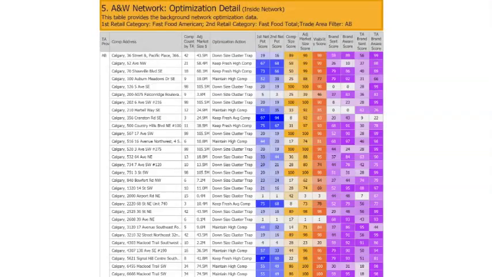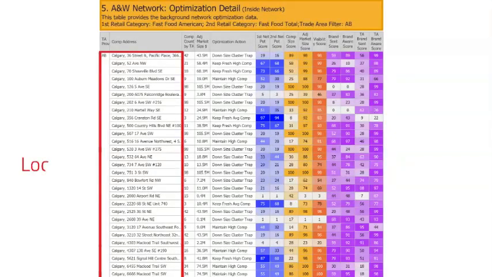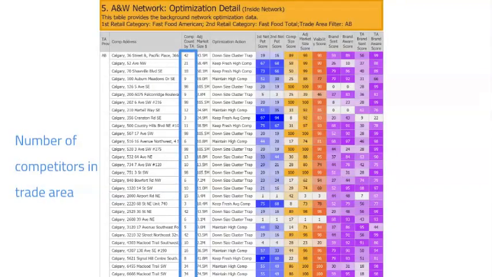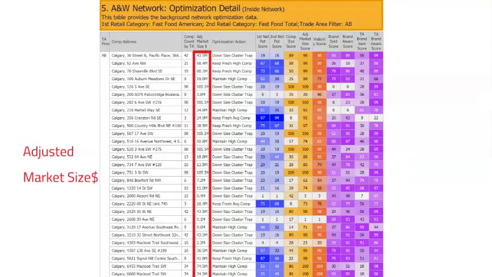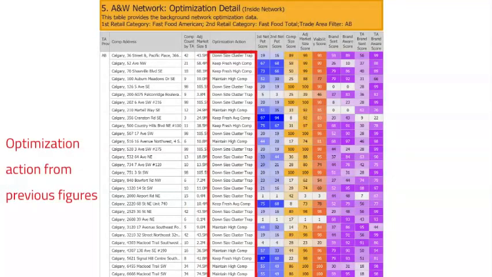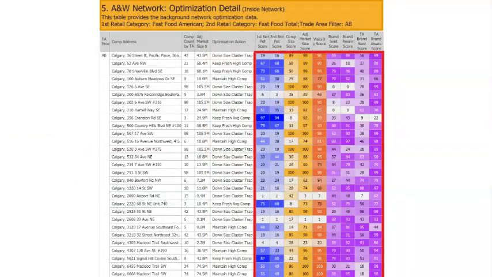Figure 5 provides metrics at the individual site level. The first couple of columns define the location. The third column, competitor counts. The fourth, the adjusted market size. Adjusted means that consumer spend is adjusted to account for consumers living in the trade area, but purchasing goods and service outside the trade area. The next column is the network optimization action, and the last 9 colored columns are percentile scores of specific variables between 0 and 100, benchmarked against all trade areas in Canada.